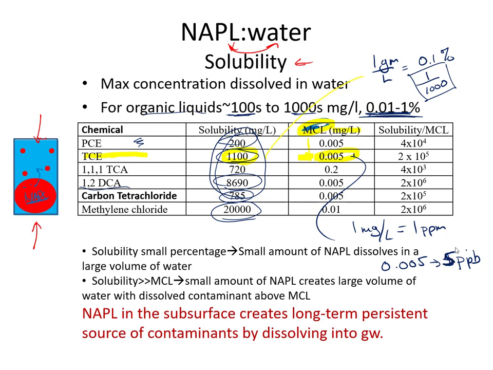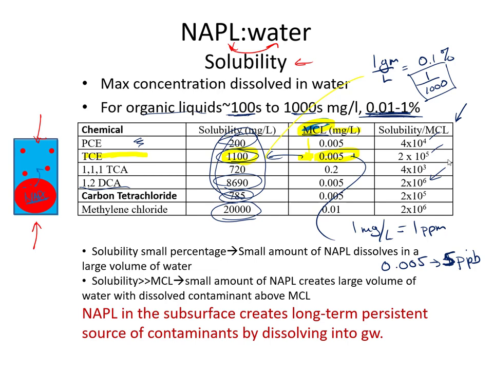Okay, so what we get from this is the maximum concentration limit is quite small, and many orders of magnitude smaller than the solubility. So over here in this column is the ratio of the solubility to the MCL. And you can see these are pretty big numbers. There's 10 to the fourth, 10 to the fifth, 10 to the sixth.